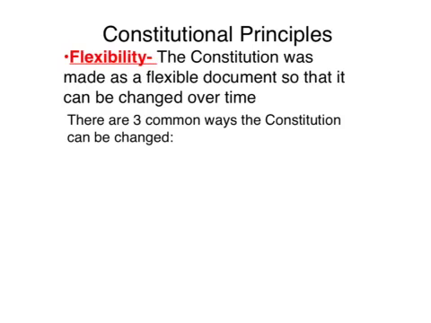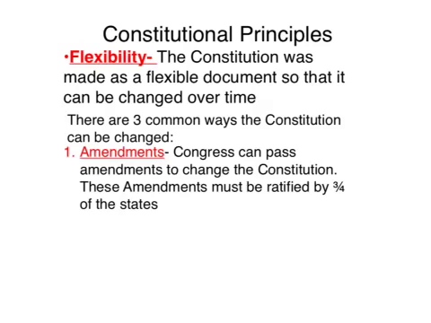There are three common ways in which the Constitution can be changed. The first is through amendments. Congress can pass amendments to change the Constitution, and if these amendments have been passed by both houses of Congress, they then must be ratified by 3/4 of the states. Our Constitution has been amended or changed 27 times in its history.